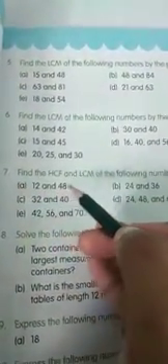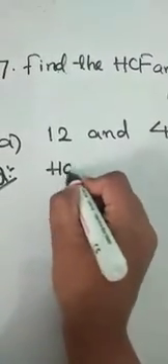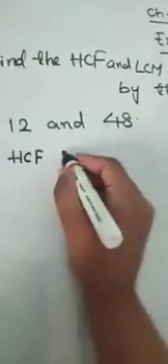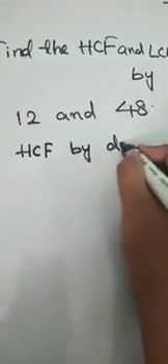Okay, let us go to the 7th bit. Find the HCF and LCM of the following numbers by the division method. So we have to find the HCF as well as the LCM by the division method. Our first question is 12 and 48. So let us solve this. Firstly, we will do HCF by the division method. So first I am doing HCF by the division method.